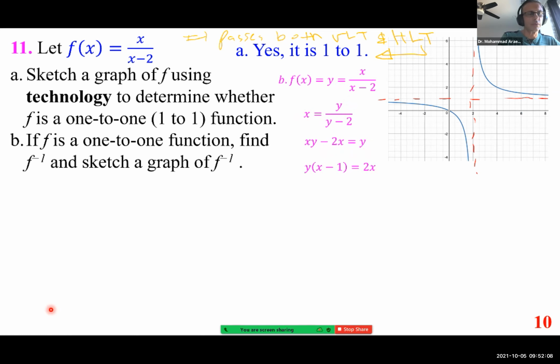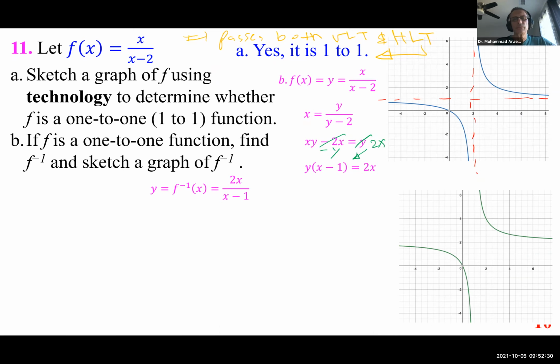If you take this here, it becomes minus y, and this becomes 2x. So I'm going to quickly write that. So I can say y times x minus 1 equals 2x, and that's how we get to this line. And we are going to divide both sides by x minus 1. This is the inverse, and we can easily graph that one. Okay, it's fairly simple.